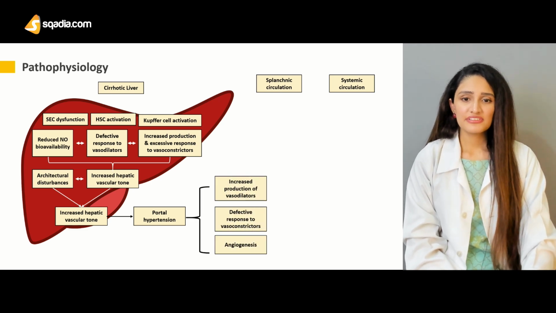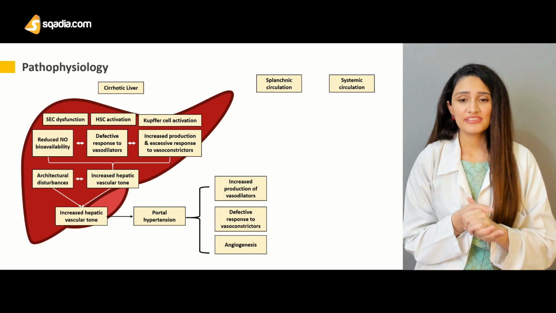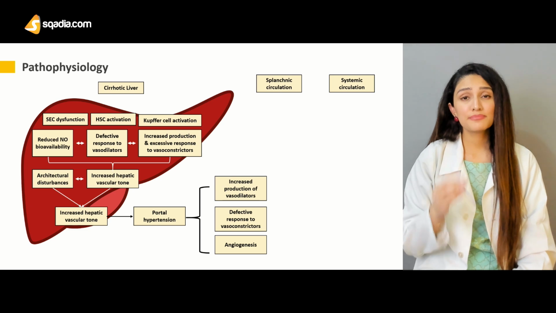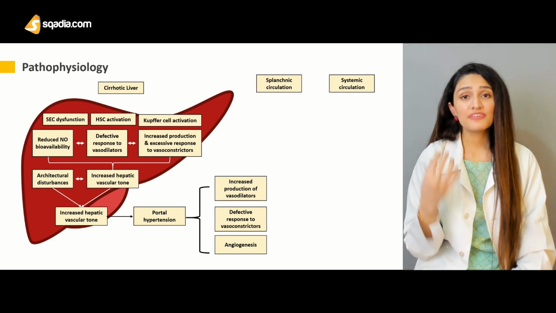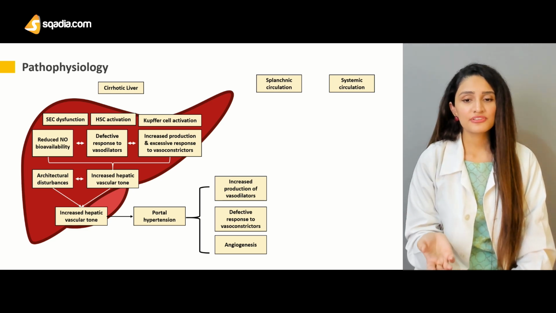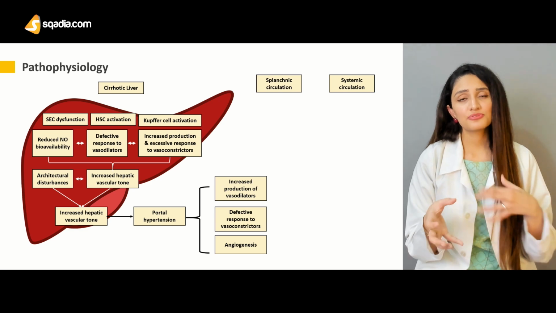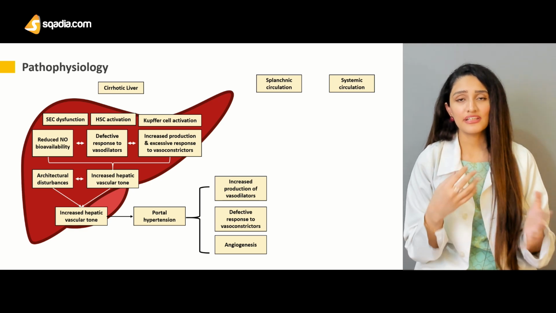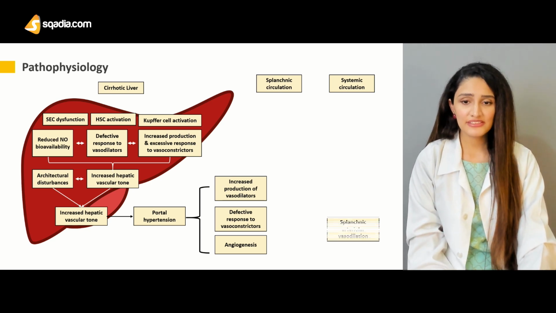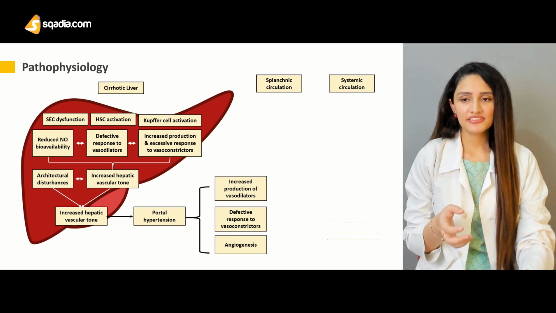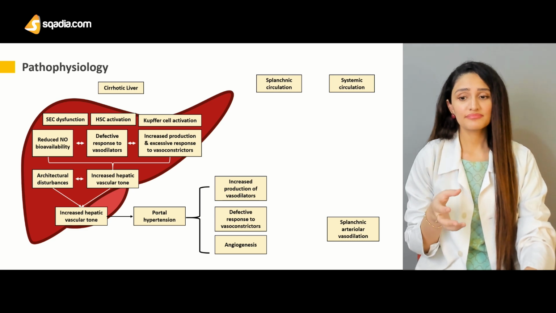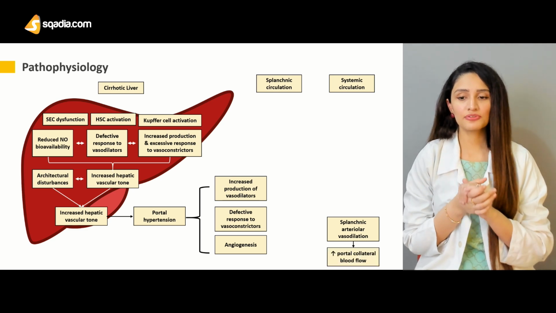If we talk about the splanchnic circulation, portal hypertension could be because of increased production of vasodilators. Like I mentioned in the previous slide, in the splanchnic circulation there is vasodilation going on. So there is increased vasodilation and a defective response to vasoconstrictors. Vasoconstrictors are trying to constrict the blood vessels, but they aren't responding. Then we've got angiogenesis, the formation of new blood vessels. If we talk about the systemic circulation, we've got splanchnic arteriolar vasodilation and an increase in the collateral blood flow.